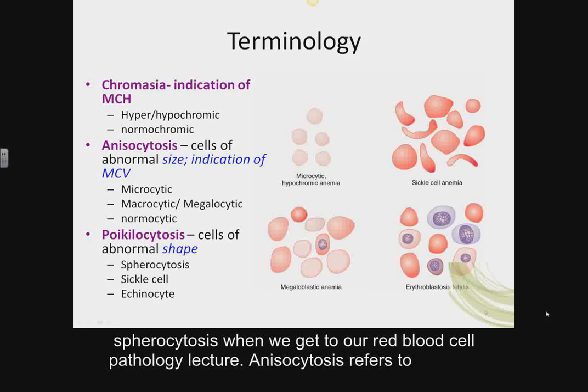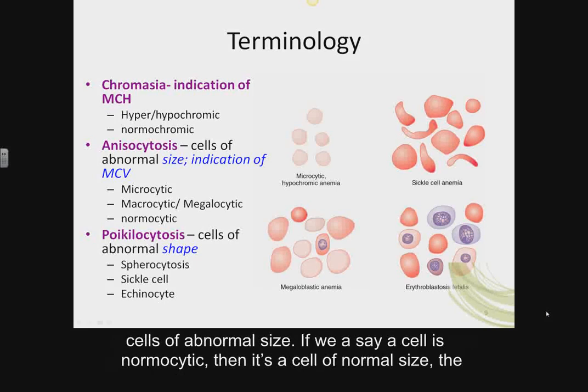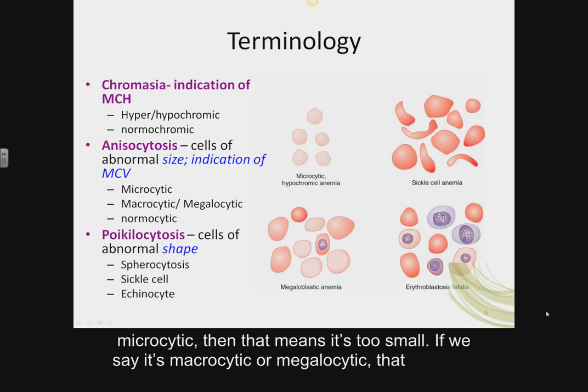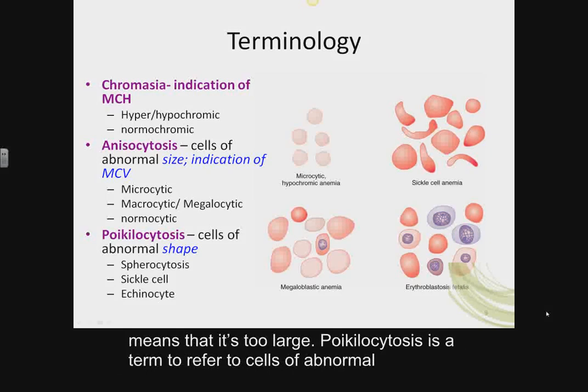Anisocytosis refers to cells of abnormal size. If we say a cell is normocytic, then it's a cell of normal size. The mean corpuscular volume then would be something like 80 to 100 cubic microns. If we say a cell is microcytic, then that means it's too small. If we say it's macrocytic or megalocytic, that means that it's too large.